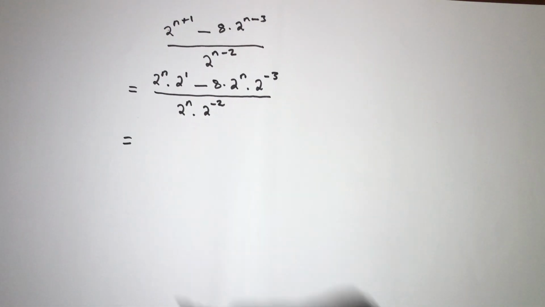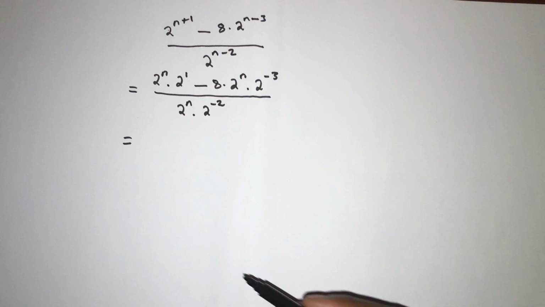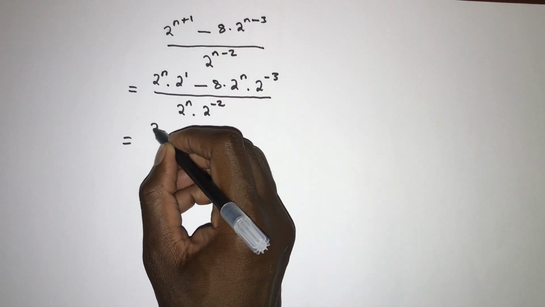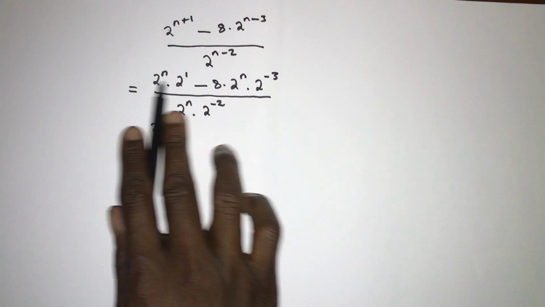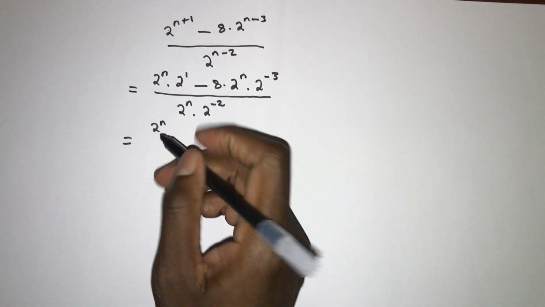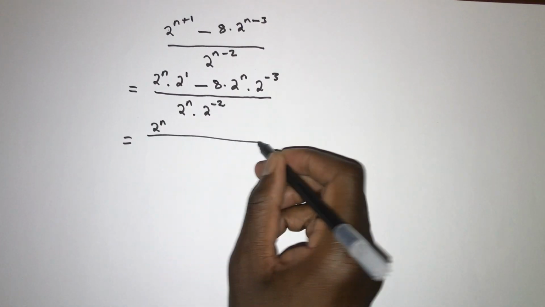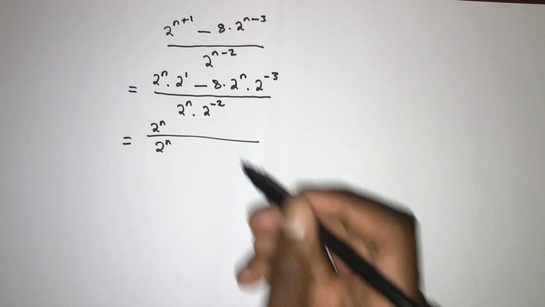And then from here, what are we going to do? We're going to take the common factor. Whatever is common everywhere or anywhere. So here we have 2 exponent n. That is common. That is common. So even down there, we're going to take that one. So it's 2 exponent n.